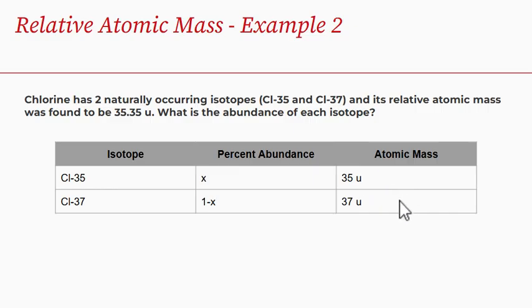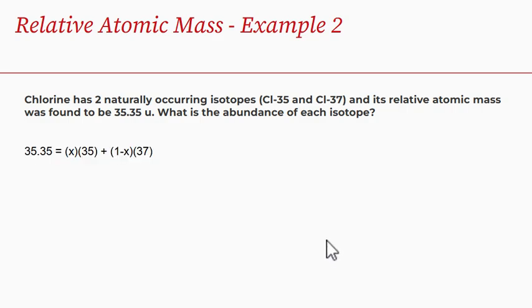And then we have both of their individual atomic masses from their names, chlorine 35 and chlorine 37. We know that's 35 U, and we know that's 37 U. Then, using the same formula we used before, we sub in all our variables. So our relative atomic mass is 35.35. We have our percent abundances, which are x and 1 minus x for chlorine 35 and chlorine 37, and then we have their masses, which are 35 and 37 respectively.